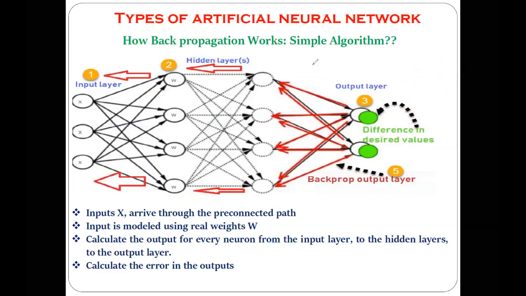That is the reason we call this back propagation concept one of the ways of giving training to this kind of ANN. Here I have mentioned the same thing as part of the algorithm. Input X. Can you see this input X? Input X arrives through the pre-connected path. Now the input is modeled using real weights. Some weights are added on the inputs. Then calculate the output of every neuron from the input layer to the hidden layers and to the output layer, and calculate the error in the output. So the error in the output is calculated here.